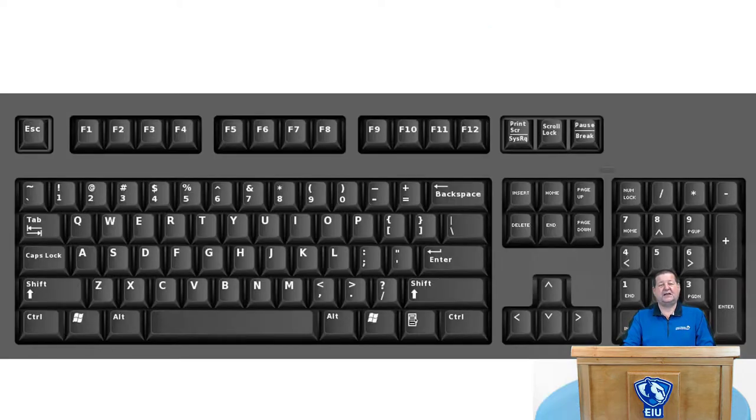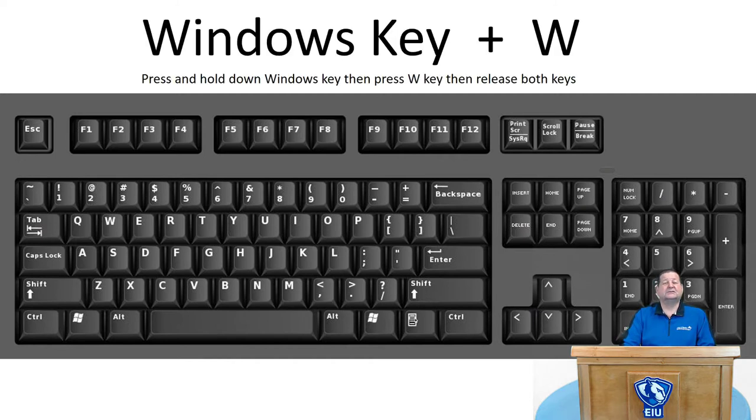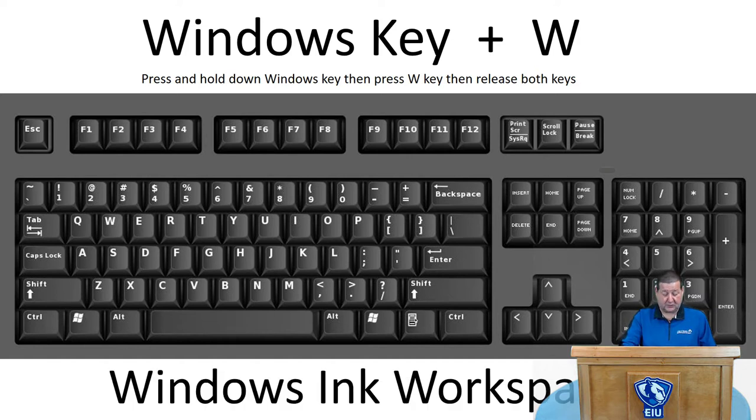So let's go ahead and take a look at a common keyboard, and let's find out what is the keyboard shortcut to start Windows Ink Workspace, and specifically Screen Sketch. So Windows key, the letter W, and as typical with Windows 10 keyboard shortcuts, you press the Windows key, hold it down, press the letter W, and then let off both keys. And that will bring you into the Windows Ink workspace.